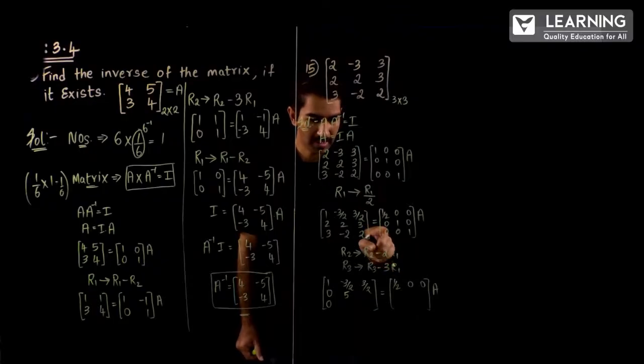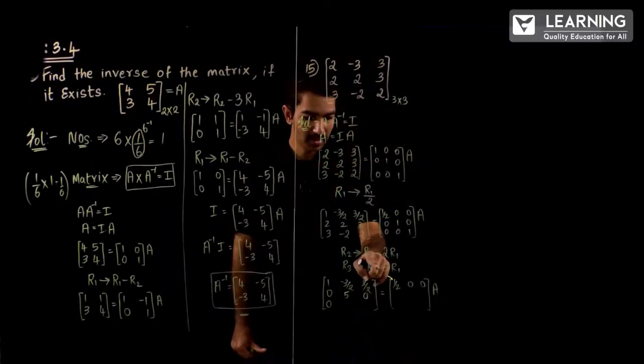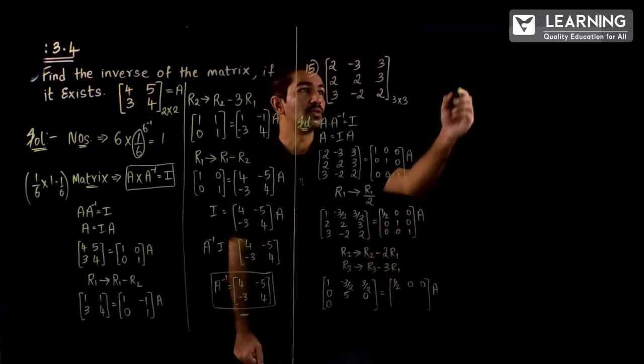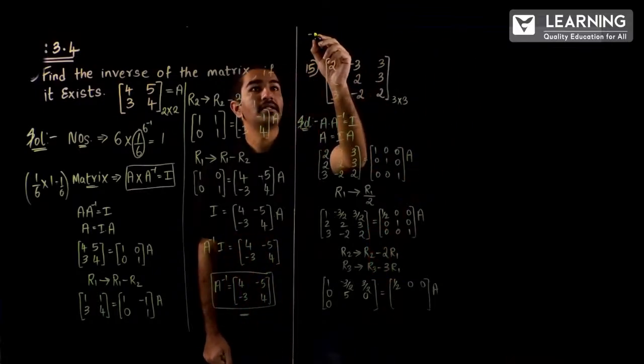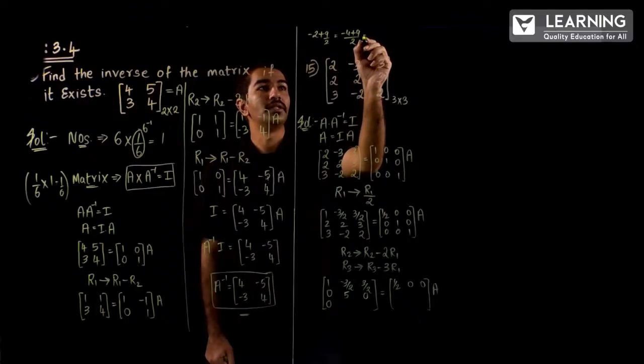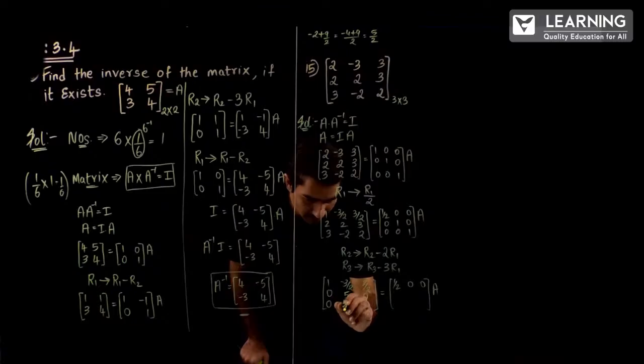So 2 and 2 will get cancelled. 3 minus 3 will again become 0. Next, R3 equals R3 minus 3R1. R3 is minus 2. Minus 3 times minus 3 by 2. So this will become minus 2 plus 9 by 2. So here we'll do, students, minus 2 plus 9 by 2, which is equal to minus 4 plus 9 by 2, which is equal to 5 by 2. Here we'll write 5 by 2.